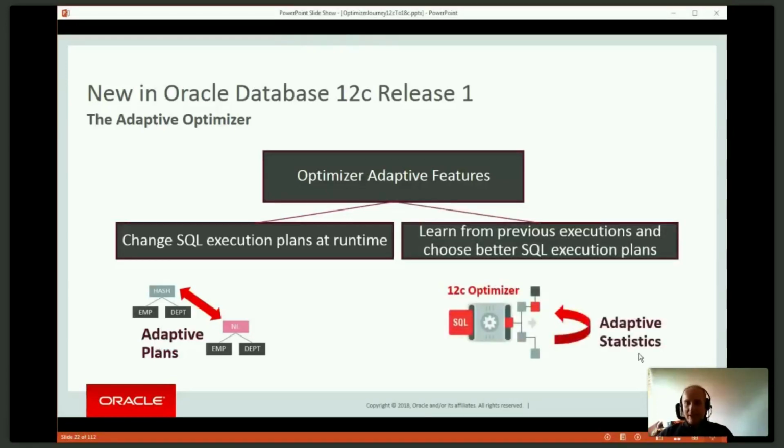The other feature is adaptive statistics. This is the idea where we learn from previous executions and we choose better SQL execution plans. This is something that is more difficult, if you like, from a database administrator's perspective because of the concept of adaptation over time. Again, I'm going to talk to you about that in a moment. So adaptive stats is very much a learning process where we store metadata, and the SQL execution plans change over time.